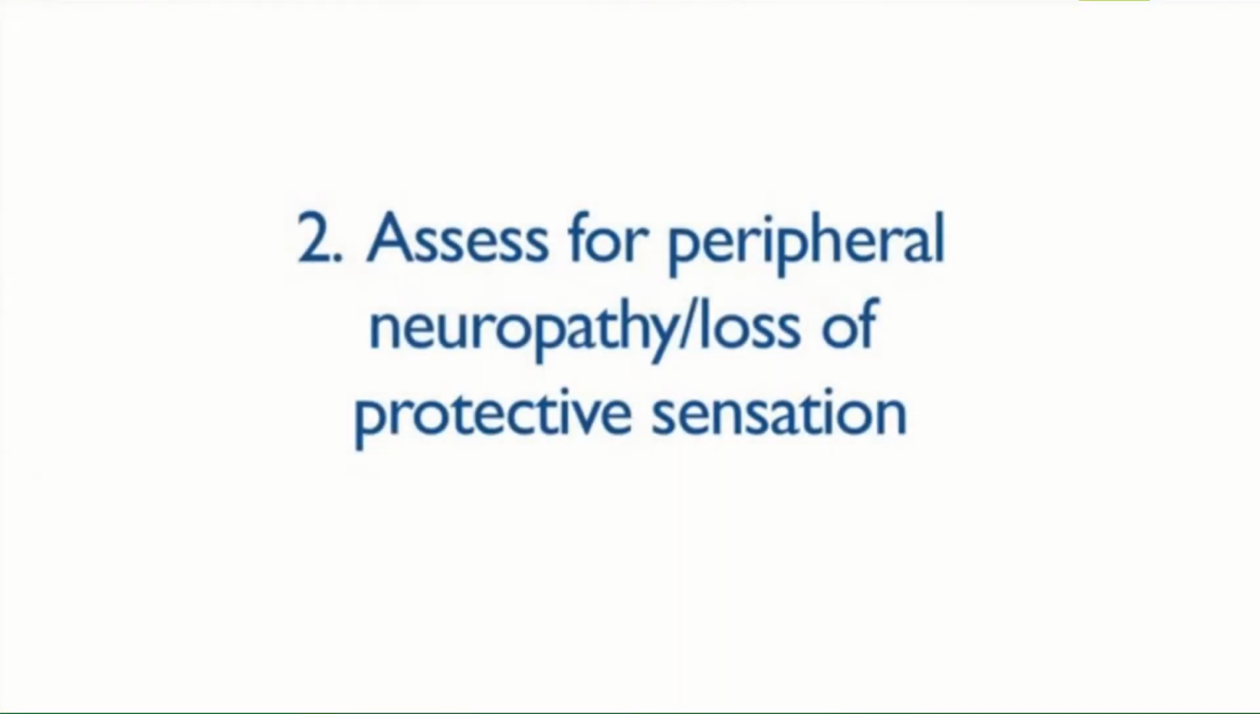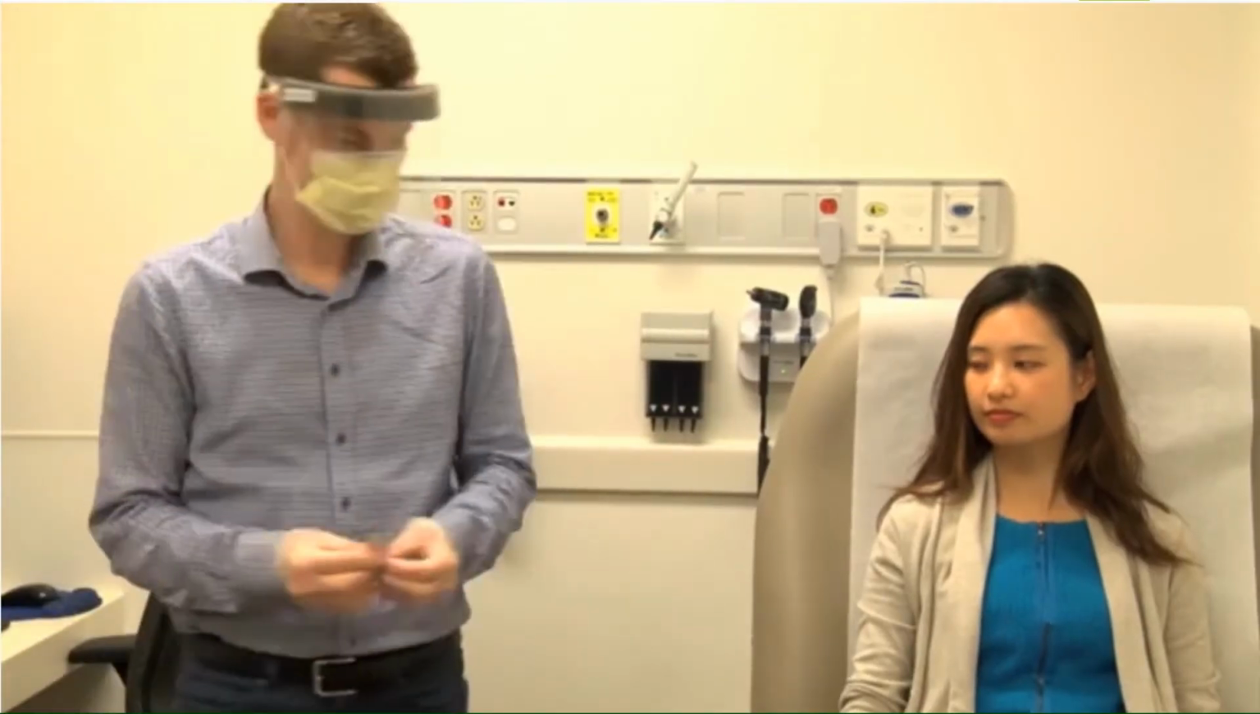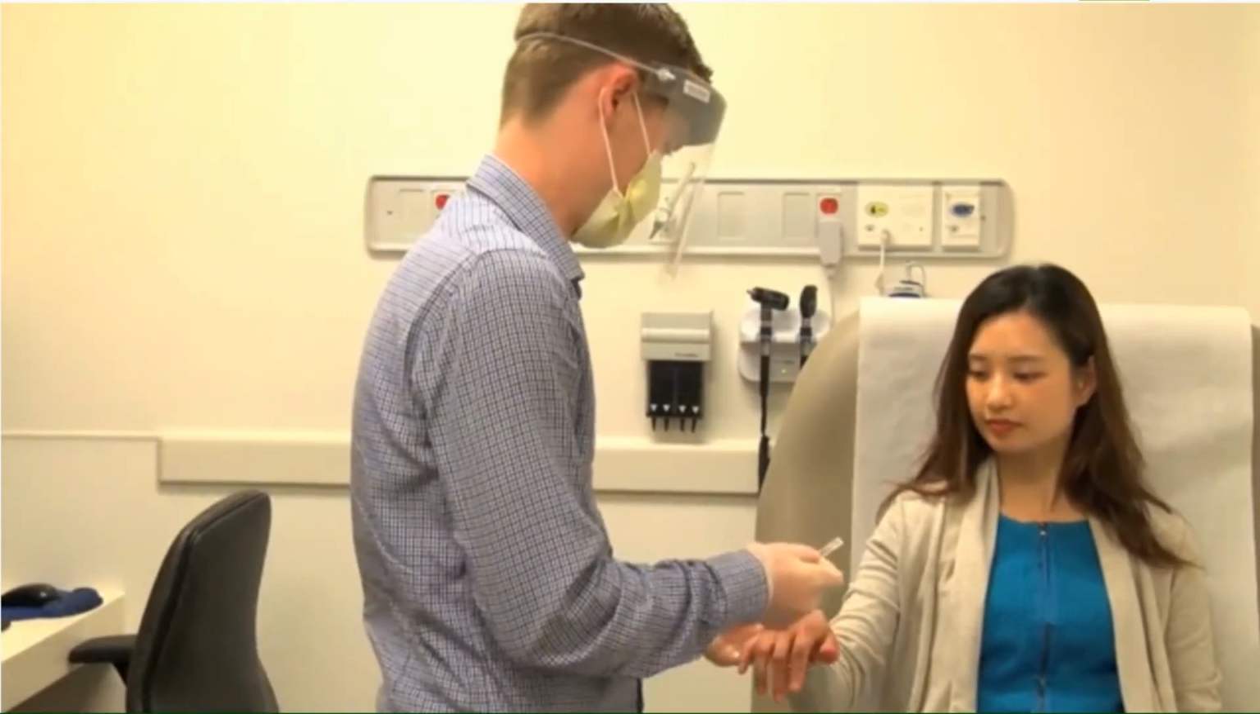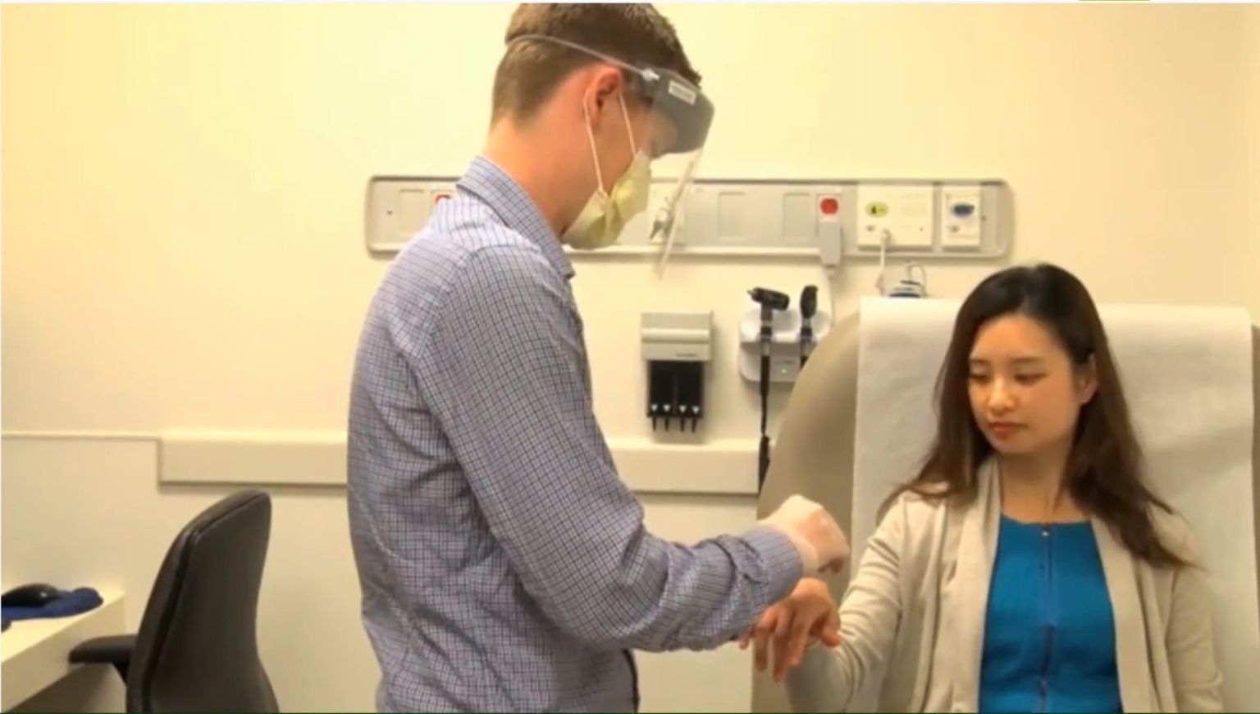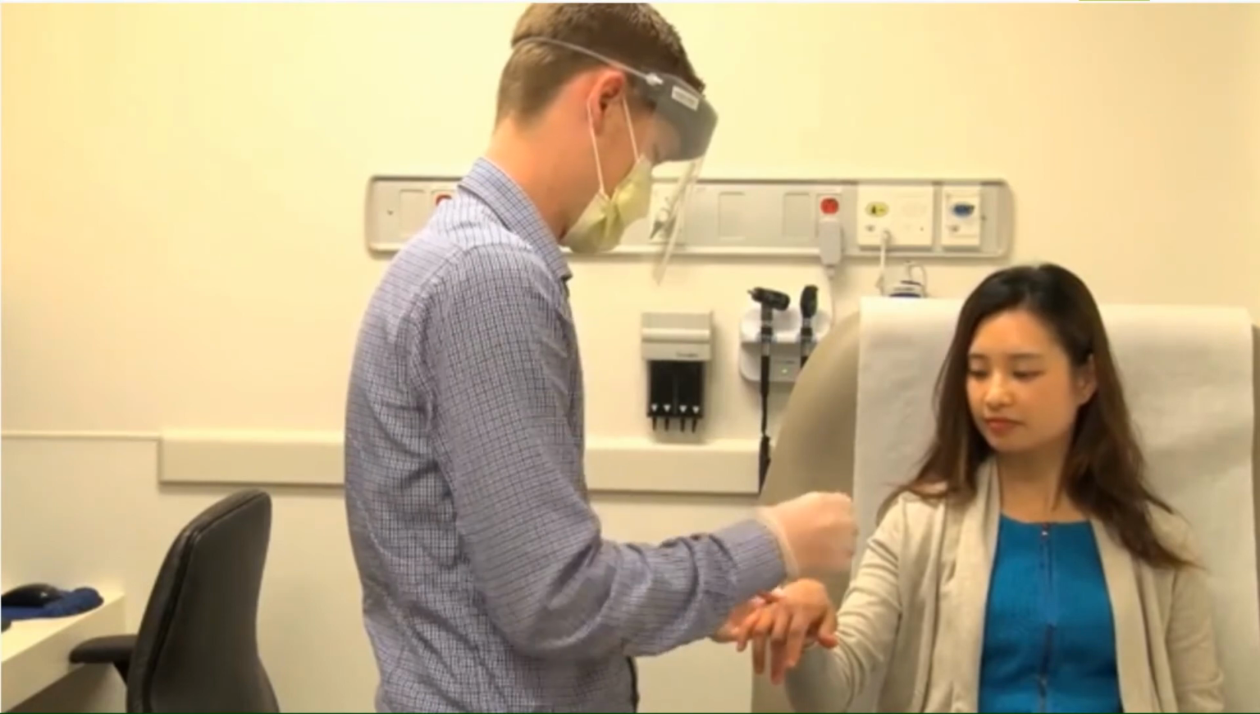2. Assess for peripheral neuropathy or loss of protective sensation. This test will be performed using a 10-gram monofilament. Demonstrate on the back of the person's hand or arm what the monofilament will feel like so that they are aware of what to expect on the foot.